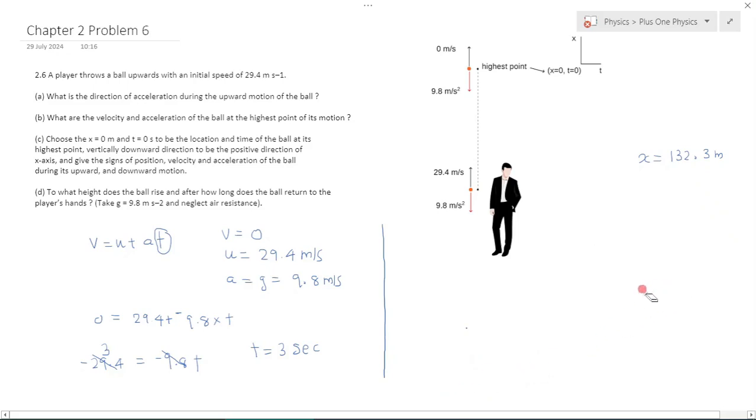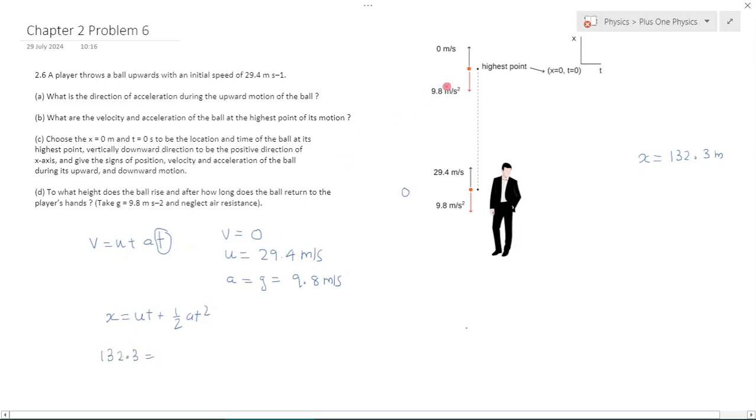And we have to find the time needed for the ball to come from the highest point to the hand. The hand is taken as 0. This is the position. So we have the kinematic equation x equals ut plus half at square. One more time we apply it. So here x is 132.3, the highest point.